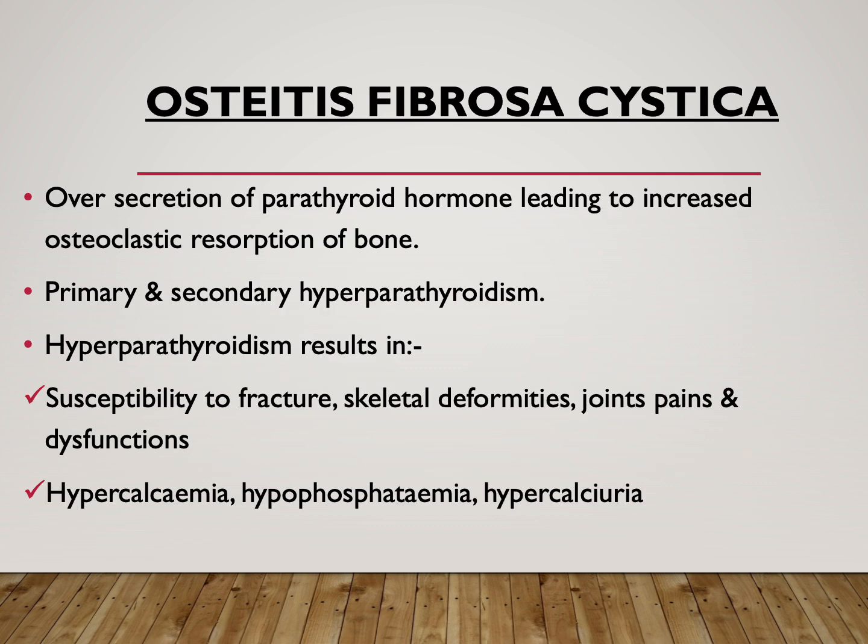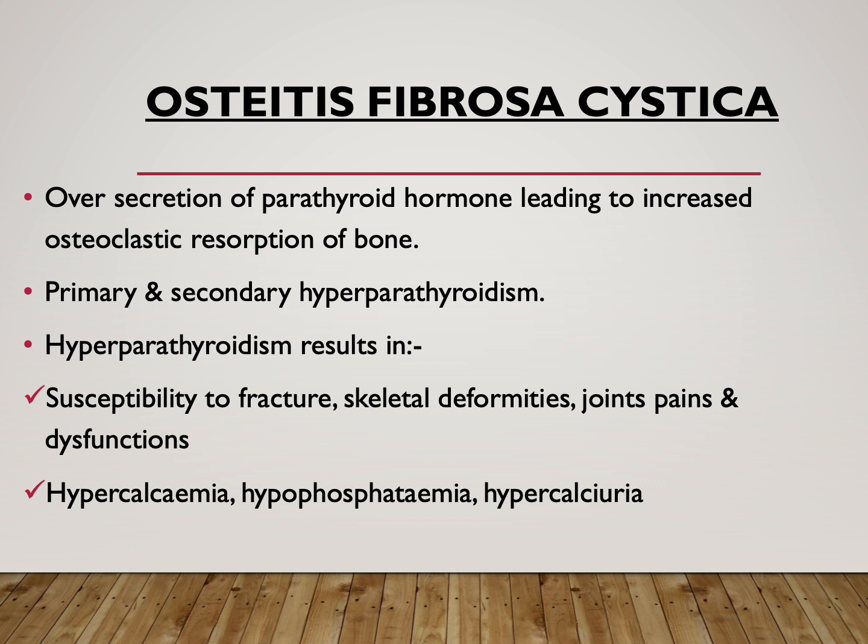Next, coming to osteitis fibrosa cystica. Oversecretion of parathyroid hormone leading to increased osteoclastic resorption of the bone results in this condition. There again, as I told you, there is primary and secondary hyperparathyroidism. Hyperparathyroidism results in increased susceptibility to fracture, skeletal deformities, joint pains and dysfunctions.